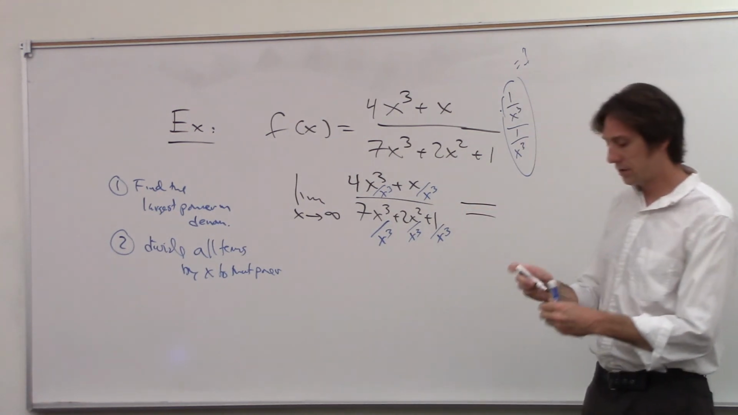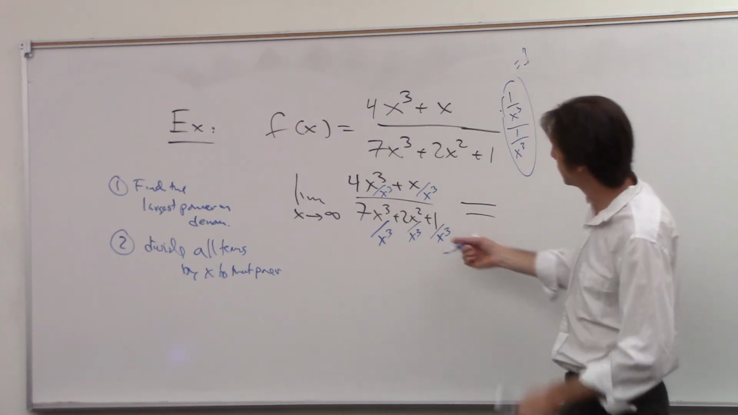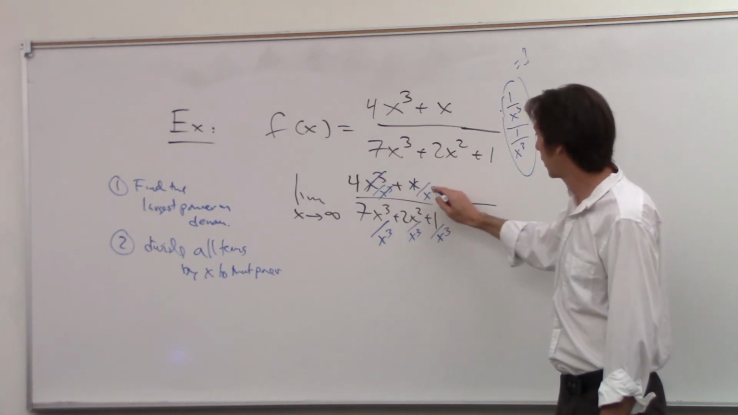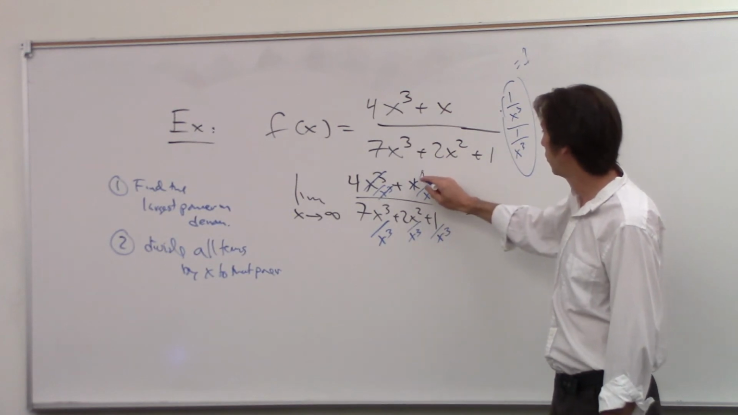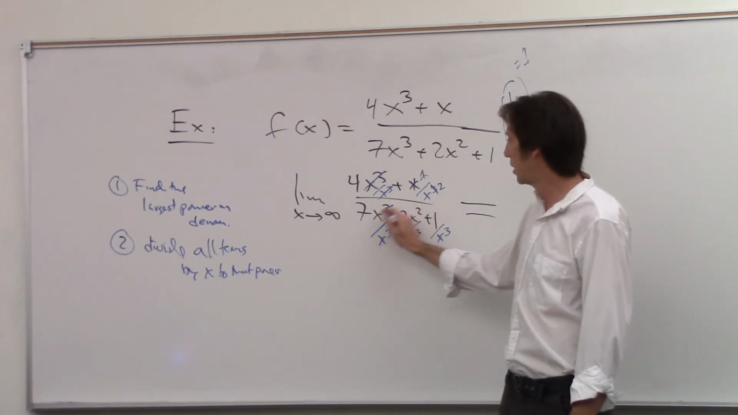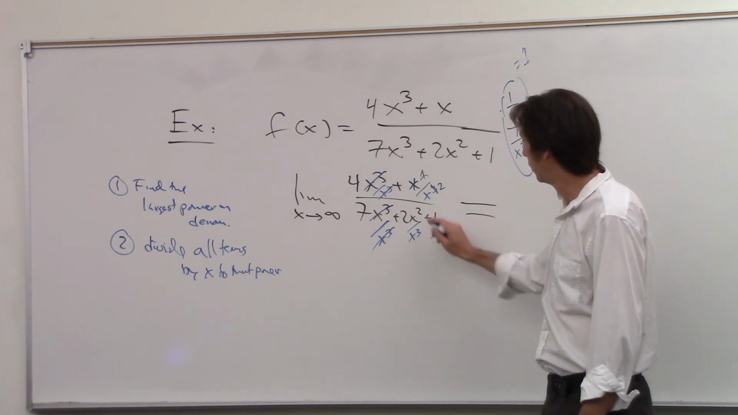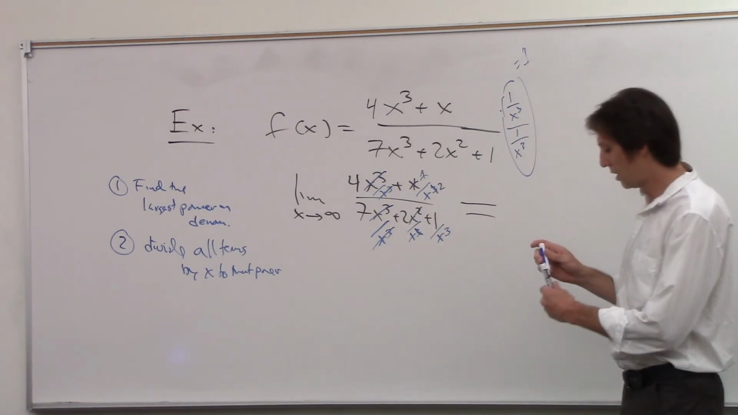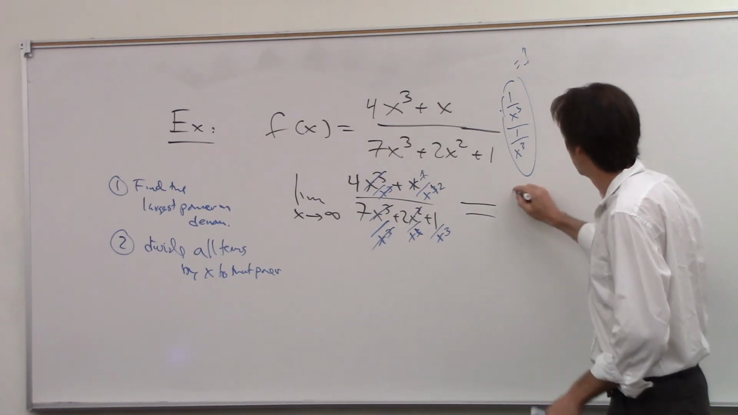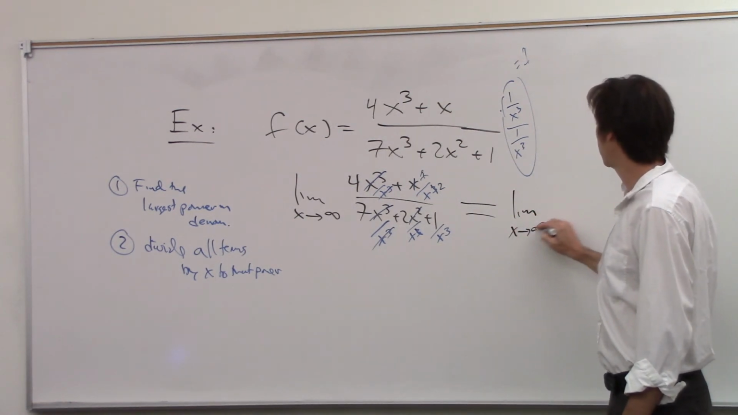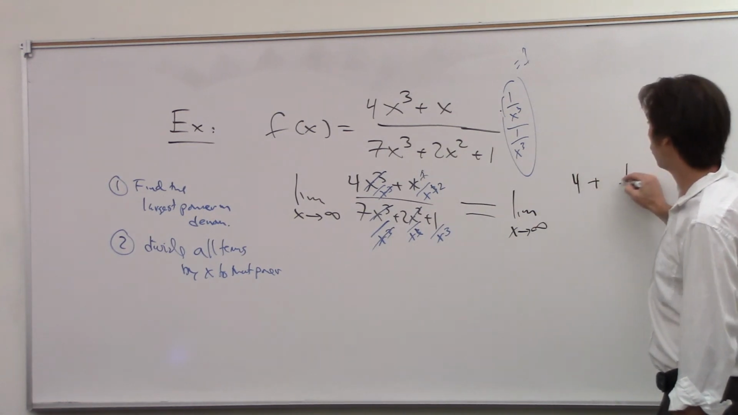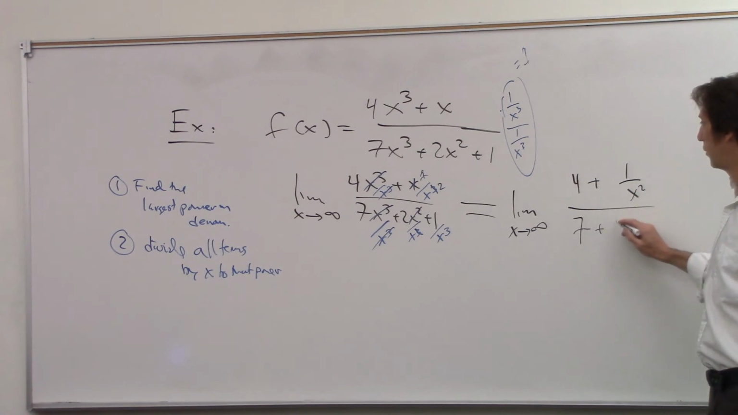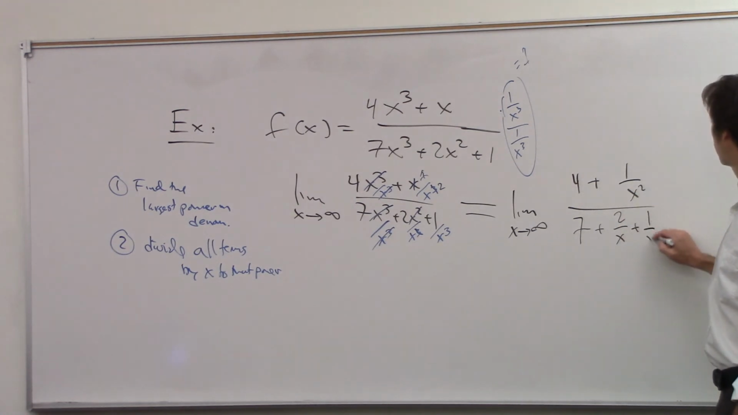When I do the division, let's see what happens. In other words, let's try to simplify here. X cubed over x cubed cancels. X divided by x cubed leaves me with 1 over x squared. In the denominator, the x cubes cancel there. This x squared cancels with all but one of those x's. And so I'm left with the limit as x goes to infinity of 4 plus 1 over x squared, all divided by 7 plus 2 over x plus 1 over x cubed.